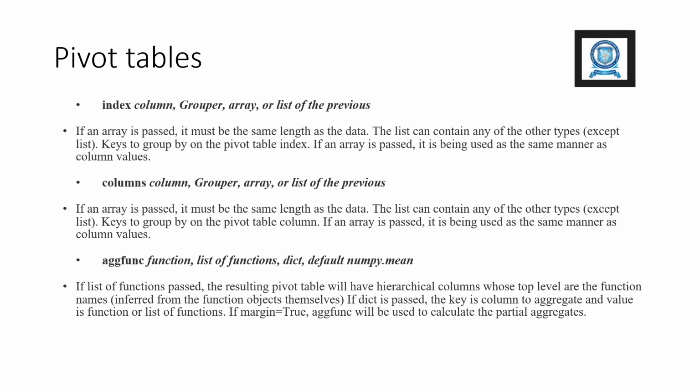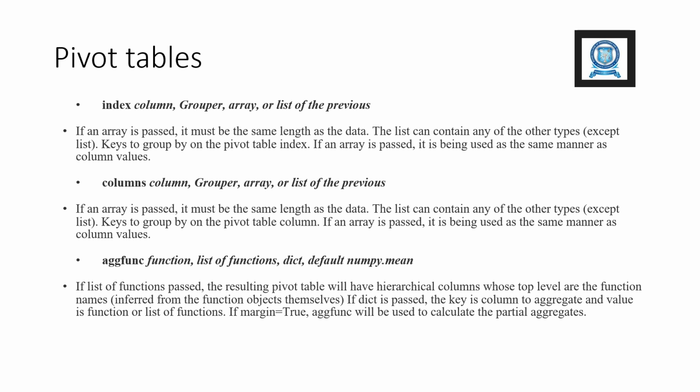Next one, index. It is a column, grouper, array or list of the previous. If an array is passed, it must be the same length as the data. The list can contain any of the other types except list. Keys to group by on the pivot table index. If an array is passed, it is used in the same manner as column values.